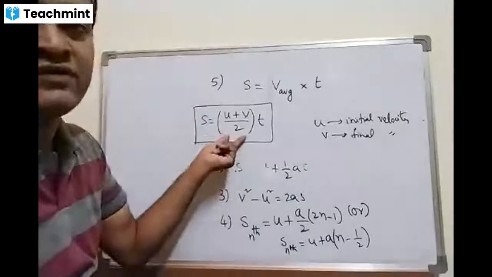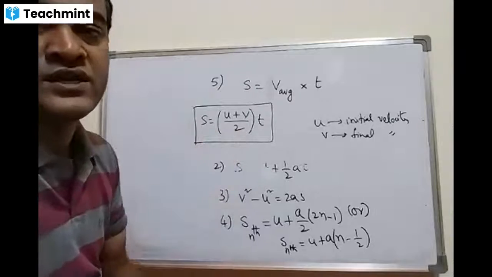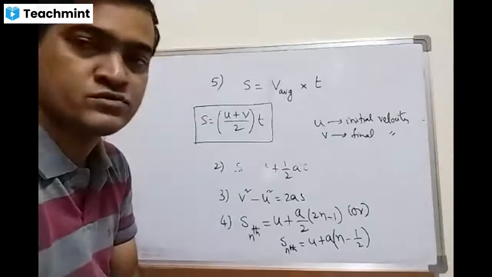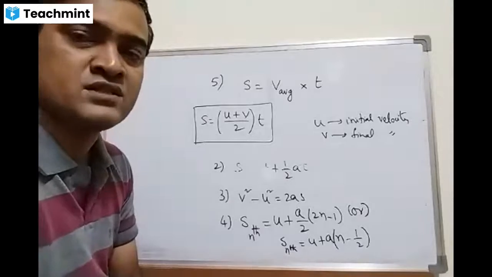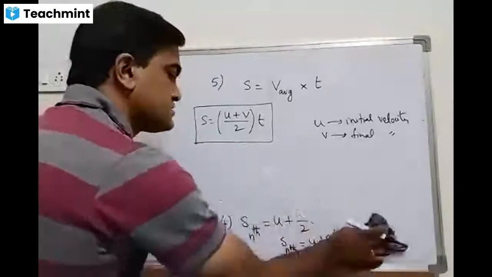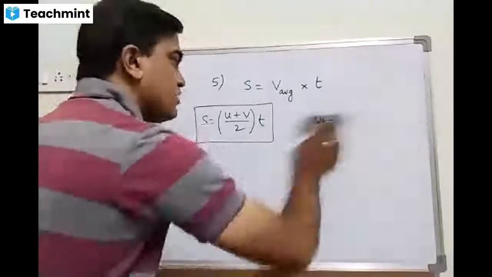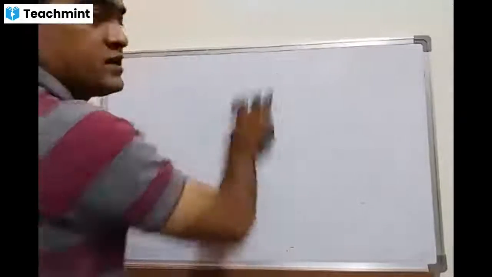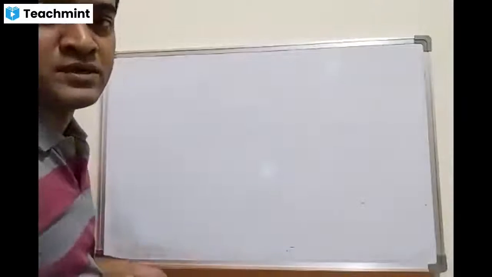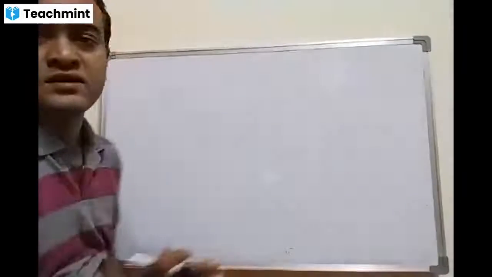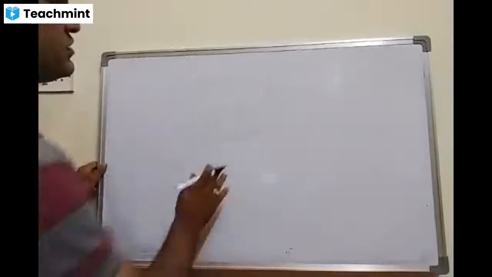This is the average value, average velocity when initial and final velocities are given: u plus v by 2, into t. Now let me write all the 5 formulas at one place, and I'll put it in a box so that you remember. Try to learn this by heart, and if time permits, let me derive the formulas as well.